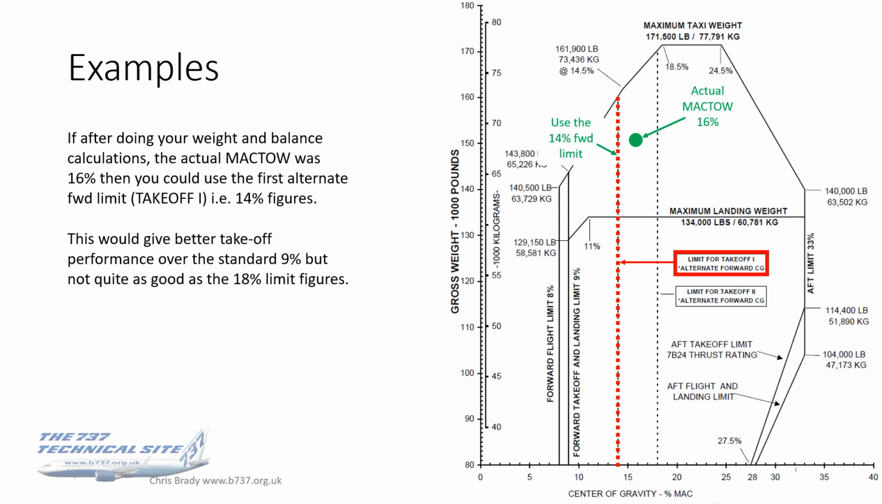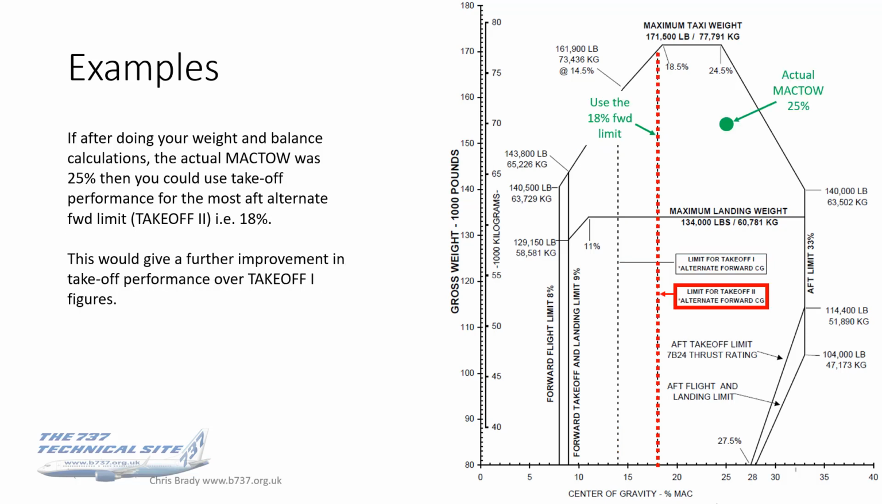If, though, after doing your weight and balance calculations, the actual MACTO was 16%, then, because you're now aft of the 14% forward limit, you can use that first alternate forward takeoff limit, your takeoff 1 here, i.e. the 14% figures. And that will give you better takeoff performance over the standard 9%, albeit not quite as good as the 18% limit figures.